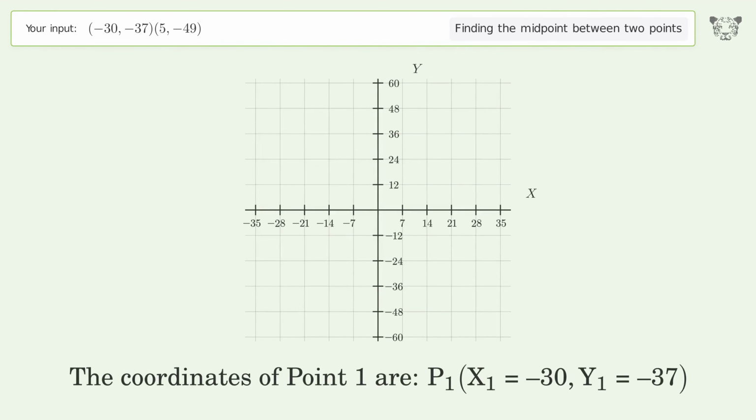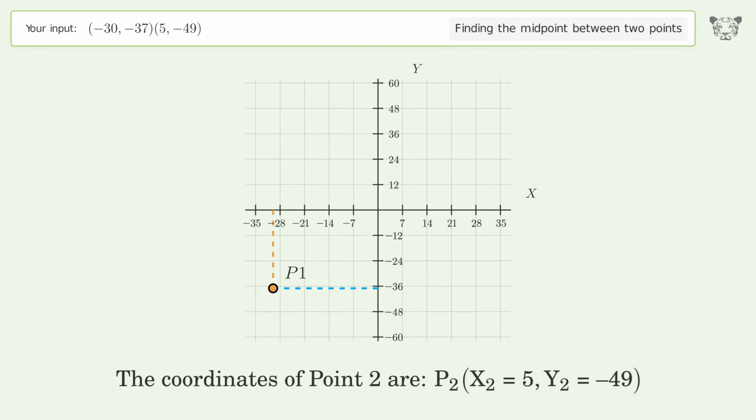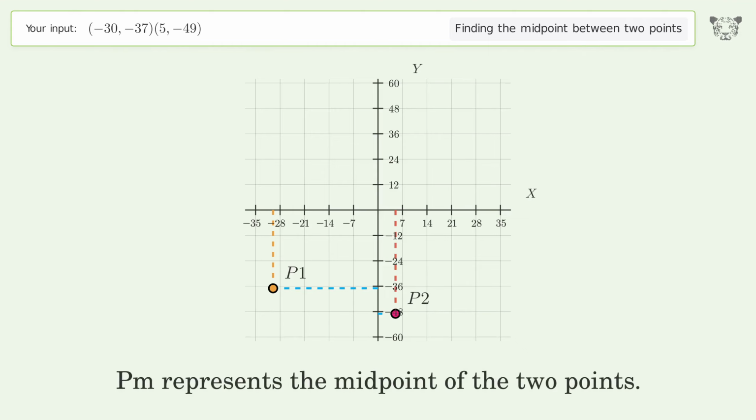The coordinates of point 1 are, x1 equals negative 30, y1 equals negative 37. The coordinates of point 2 are, x2 equals 5, y2 equals negative 49. PM represents the midpoint of the 2 points.